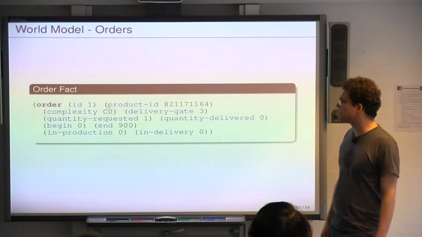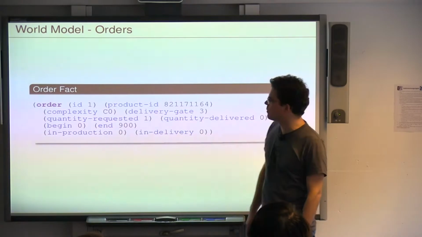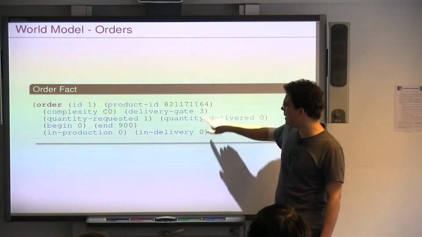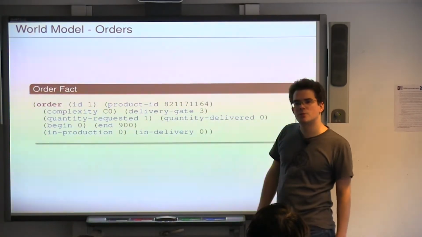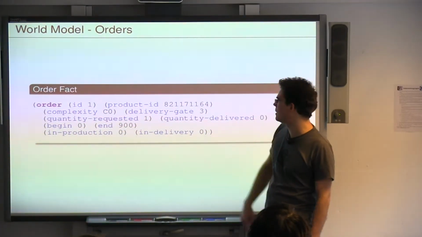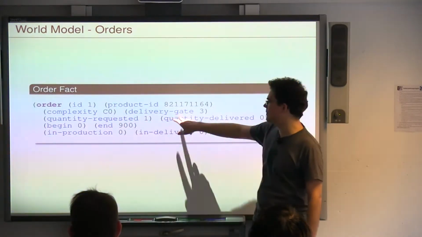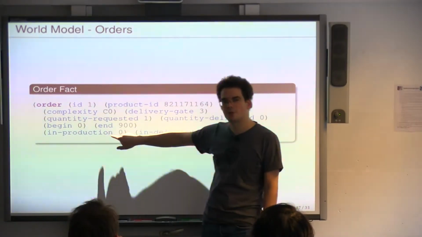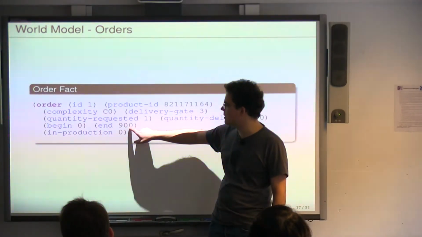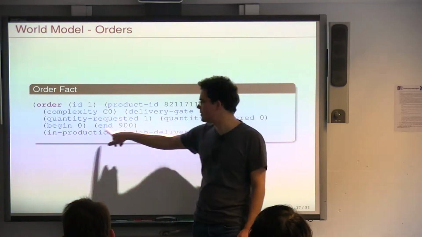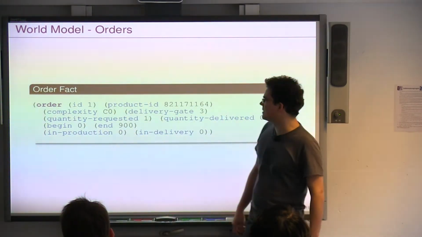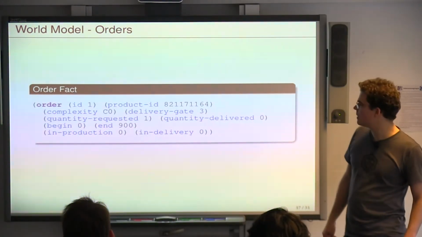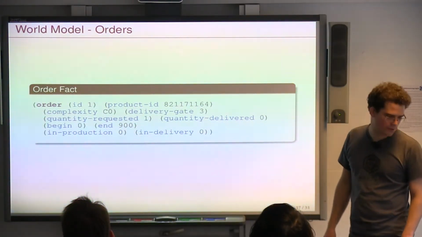Then we have the order. You might remember it from earlier. So we have an order ID. This is the ID we are getting from the ref box. This is the product ID, which product has to be produced in this order. And again, complexity and the delivery gate, etc. So you see the begin and end times here. So that's important. You can see this is an order for the whole game. So it's from 0 to 900 seconds. And we have here if we are currently producing something, if we are currently producing a product for this order or not.